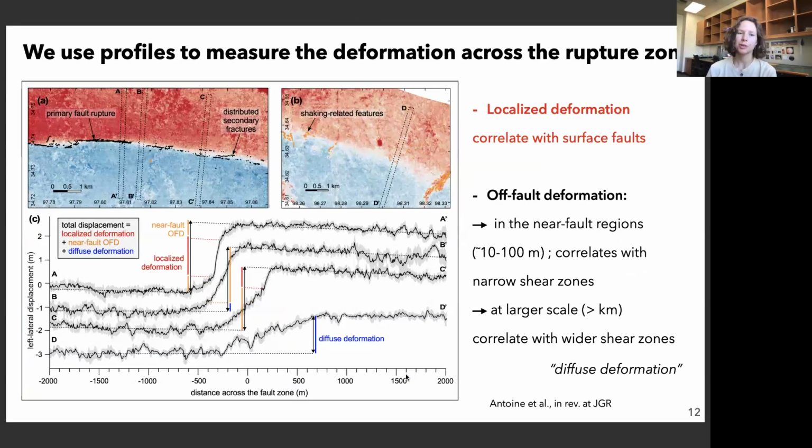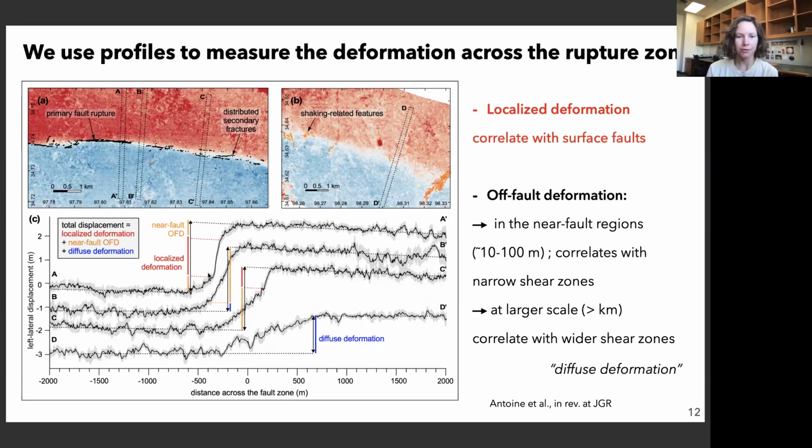So we use displacement profiles to measure the displacement and the deformation across the fault zone along the entire rupture and try to analyze how the deformation mechanisms evolve along the strike of the Maduo rupture, because as we saw, there are more localized and more diffuse deformation features. So we have here 4 profiles: AA prime along this primary fault, then BB prime and CC prime over the slightly more distributed regions, and DD prime across the diffuse deformation region.